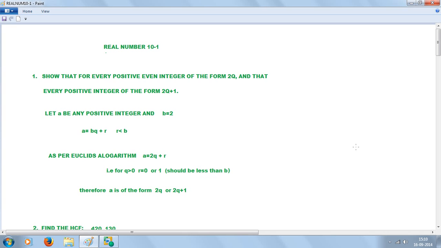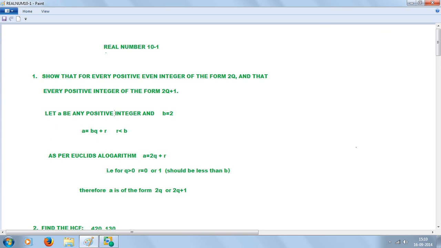The first problem: show that every positive even integer is of the form 2q and that every positive odd integer is of the form 2q plus 1. So we'll just take a sample.